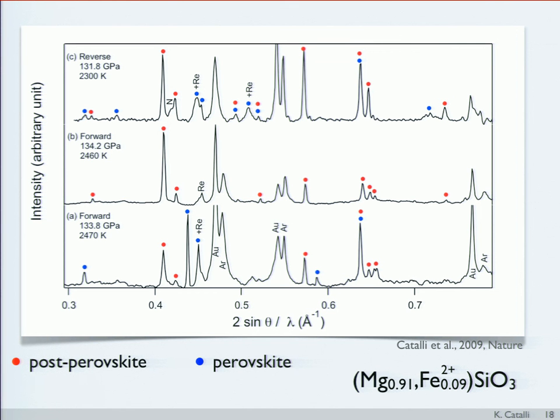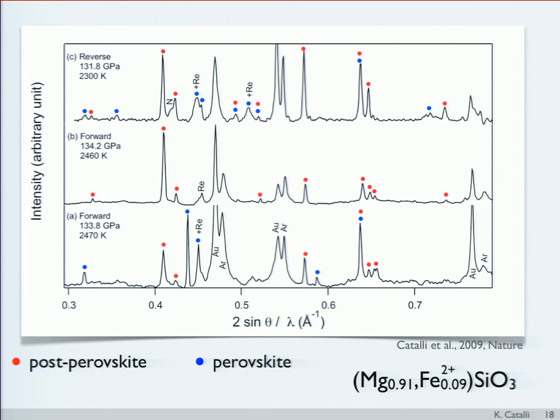So here's a sample X-ray diffraction pattern for you. The bottom axis is essentially inverse d-spacing, and on the y-axis, just intensity. We have three representative X-ray diffraction patterns here, where the red dots denote post-perovskite, the high-pressure phase, and the blue dots show the diffraction peaks for perovskite. We can basically think of this as a fingerprinting technique.